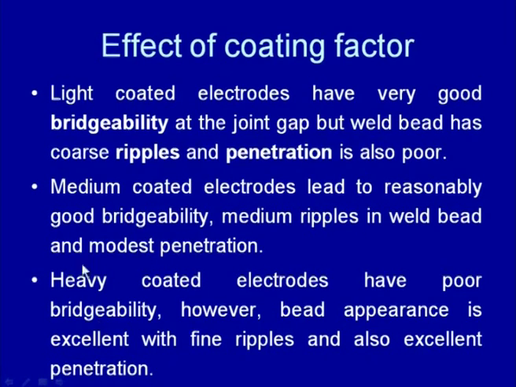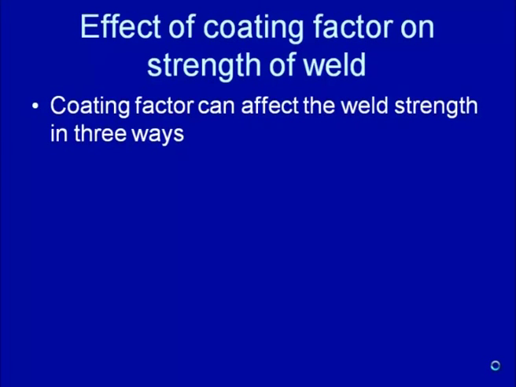So, one is good in terms of bridgeability, and on the other side, heavy coated electrodes are good in respect of penetration and the weld bead profile, in terms of the ripples which are obtained over the weld bead. Coating factor affects the strength of the weld joint, and this effect of the coating factor on the strength of the weld joint can be understood in three ways.